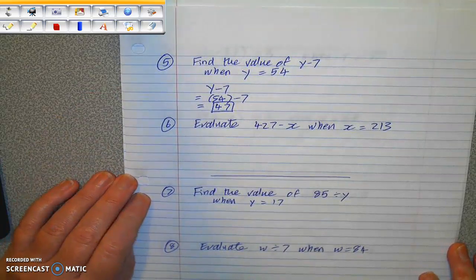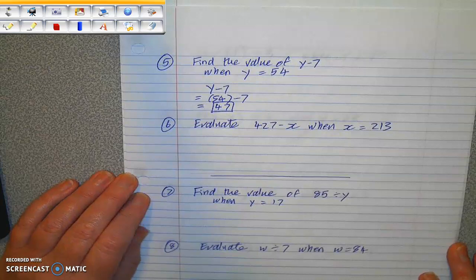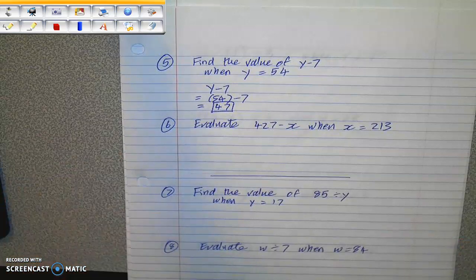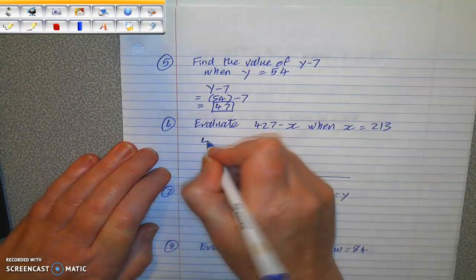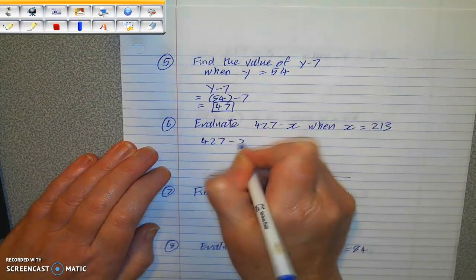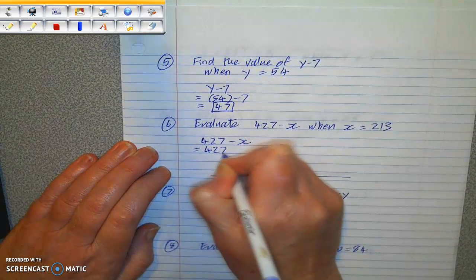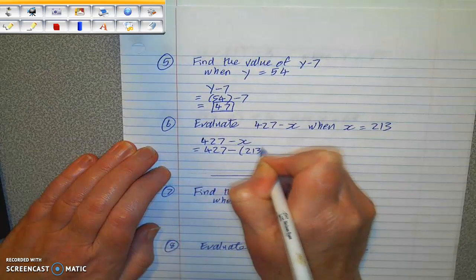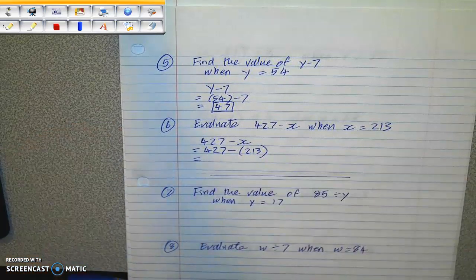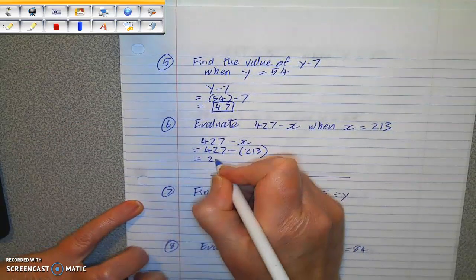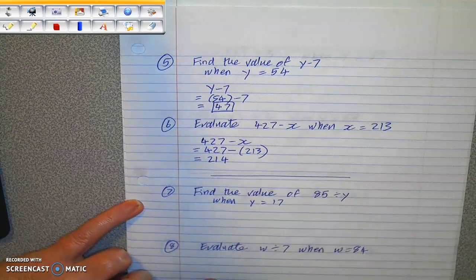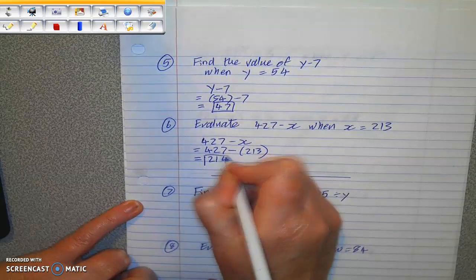I'd like you to do number 6. Evaluate 427 minus x when x equals 213. So 427 minus x, 427 minus 213 is going to be equal to 214, I believe. Yeah. And that would be your answer.